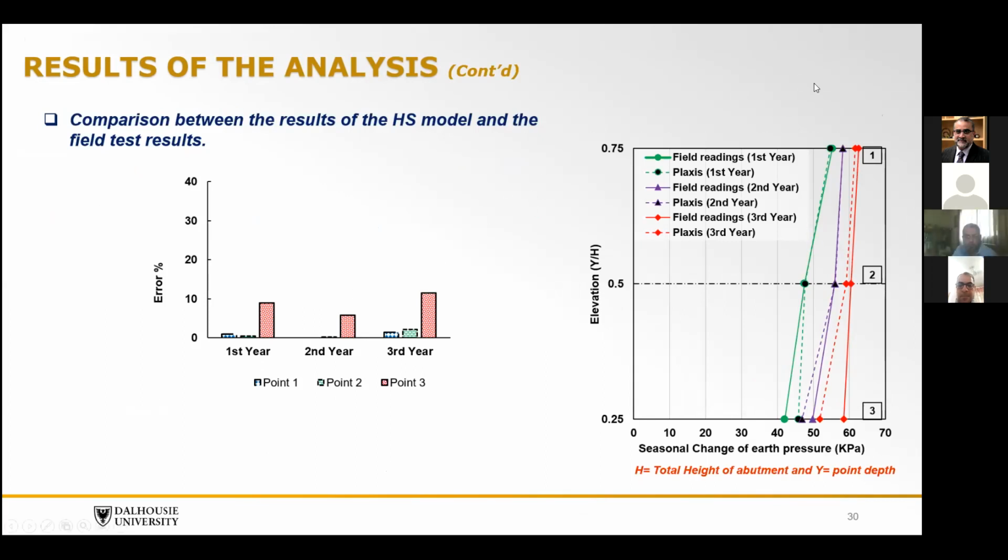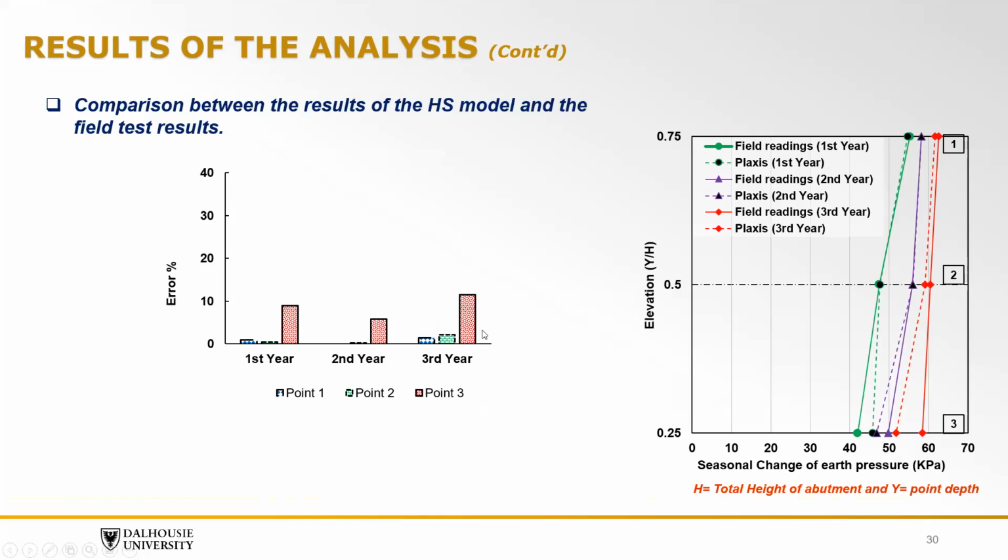As we see here, the predictions of the Plaxis and the field results are almost identical. The only difference here is 3-4 kilopascal, which is basically nothing. The error is less than 10%, and actually this is at the very lower point. At the other points, the results are almost matching. There is almost no error, we're talking about 1%, 2%. So this is a perfect prediction.